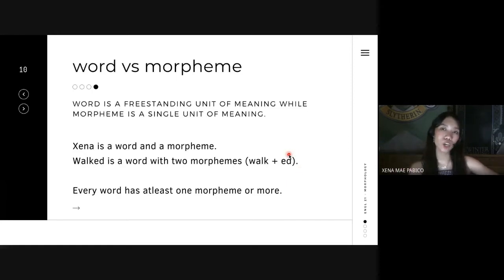A while ago, we typed words around us. Those that we typed are all words, and they are morphemes. Basically, morphemes are a unit of meaning. All words have a morpheme, and it could be at least one or more than one. Every word has a morpheme, and morphemes are the most basic unit of meaning.